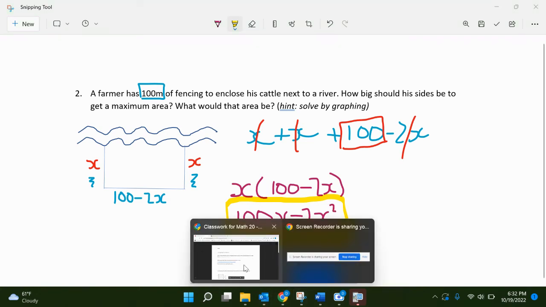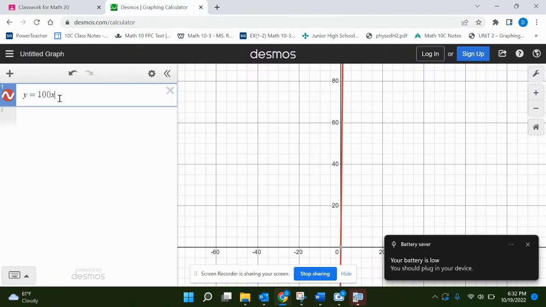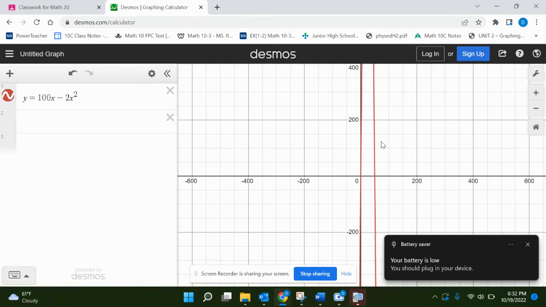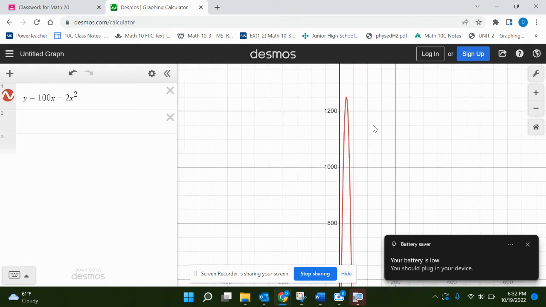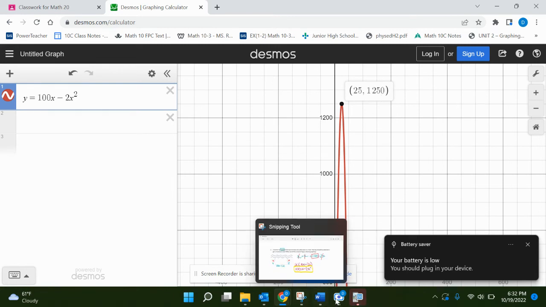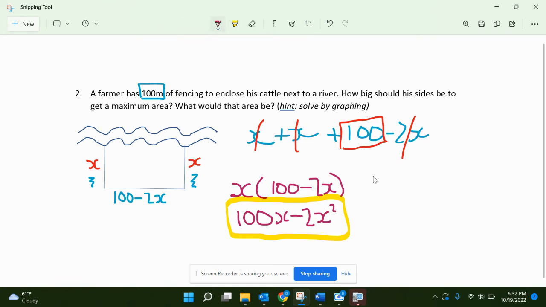Okay, so let's put that into Desmos. Desmos the man. Okay, 100x minus 2x squared. Let's see where the max is. We're going up, we're going up. Boom. The max is at 25 and 1250. Okay, so let's go back to our problem there and figure out what that means. So first of all, my x is equal to 25. Okay, and my y was equal to 1250.